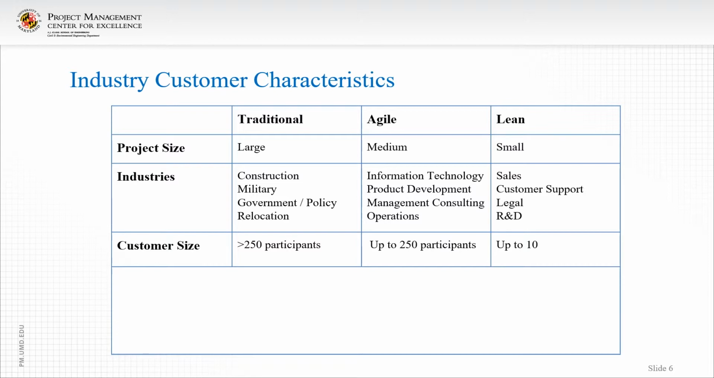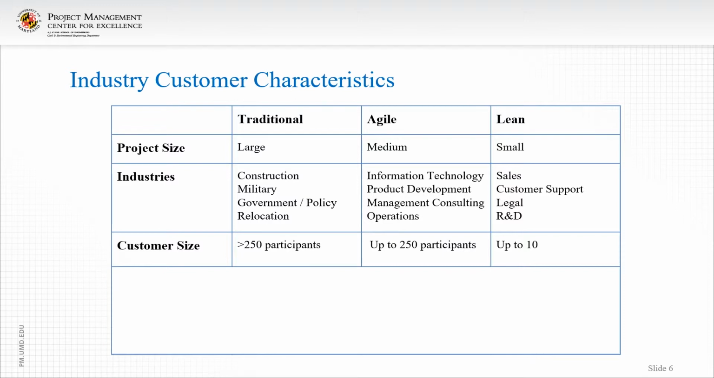Now, 250 is what's called Dunbar's number, and that is the size of any social group that a mammal is able to handle in terms of their mind. For humans, that's about 250, where you have the largest amount of social connections that we can manage. And then when it comes to lean, it's up to about 10.